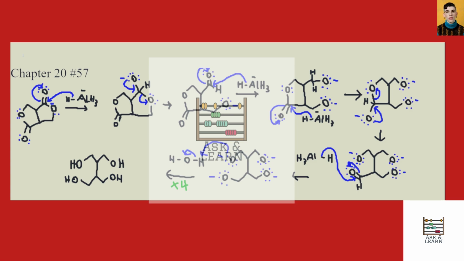That's the stepwise mechanism for this reaction. Again, it's just hydride delivery 4 times. So the hydride's delivered to the lactone. The alkoxide that's formed there closes back down, which opens the lactone ring. And then the hydride is delivered again to that newly formed aldehyde to get us to the double alkoxide. And then we repeat those exact same steps on the other ring. And then protonation of all 4 of those alkoxides that we make gives us our final product. And that's the answer to chapter 20, problem number 57.